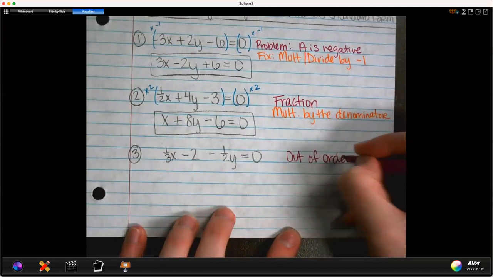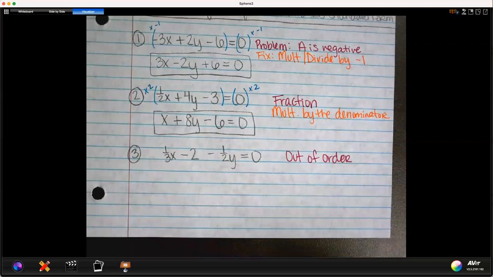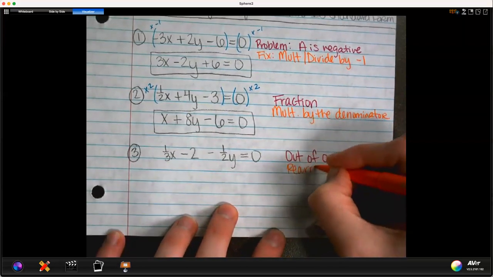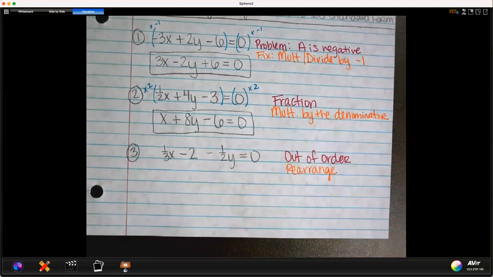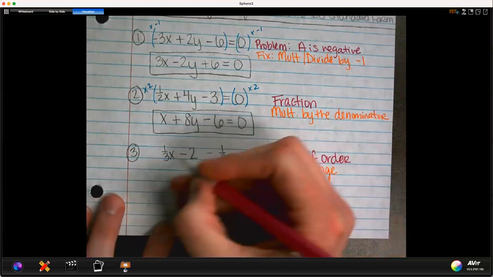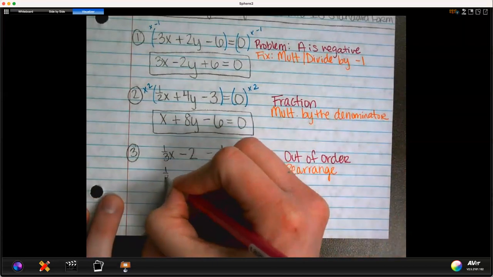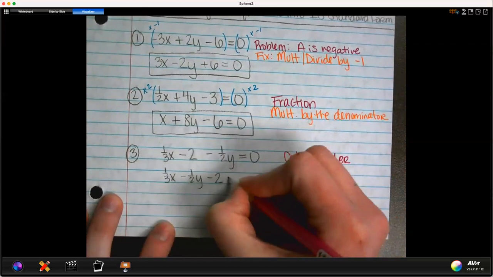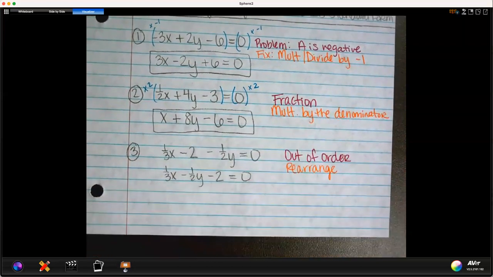Right. And so if something's out of order, we just simply rearrange it. Okay. Now, when I rearrange, am I going to have to add or subtract anything to rearrange? No, if everything's on the same side, I'm just going to move them how I want, right? So therefore, I'm going to rewrite it as 1/3 x minus 1/2 y minus 2 equals 0. So at least we're in the proper order now.